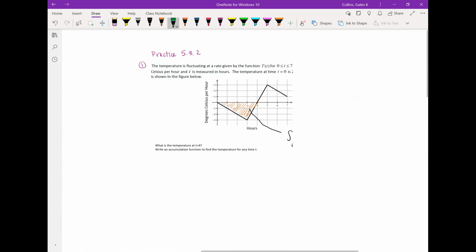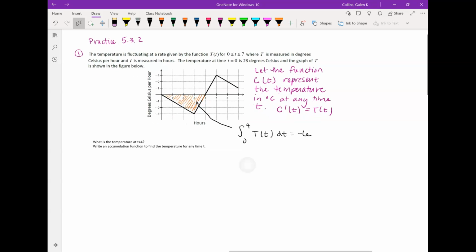So I have this problem that I pulled from a homework question from 5.3.2, and I actually wrote a different question underneath. So one of the things you did on this practice is you were given this function T of t, where uppercase T is the rate at which temperature is fluctuating or changing. It's very annoying to me that uppercase T is not temperature, but it's the rate of change of temperature. So T is measured in degrees Celsius per hour, lowercase t for time is measured in hours, and we're given the temperature at 0 is 23 degrees Celsius.